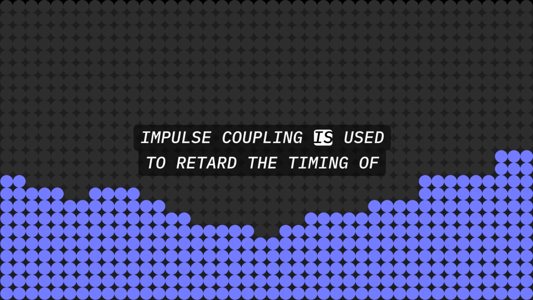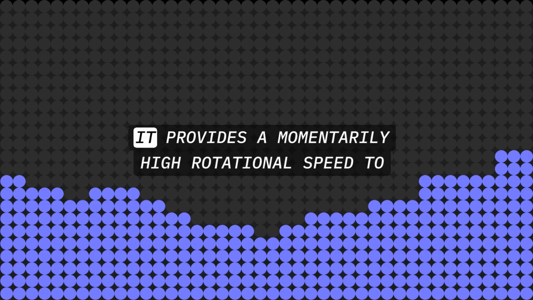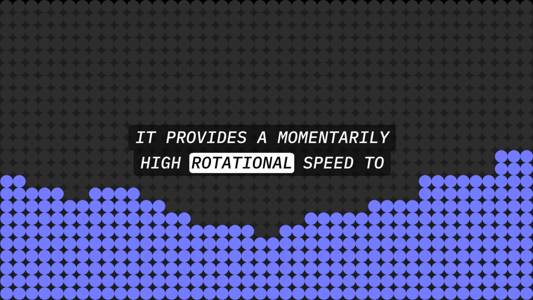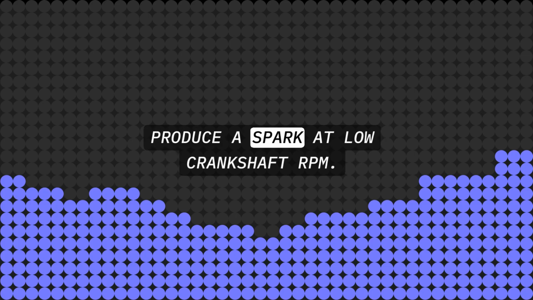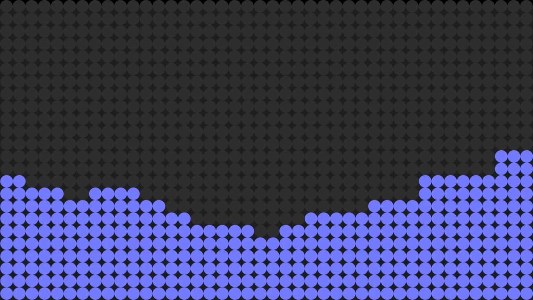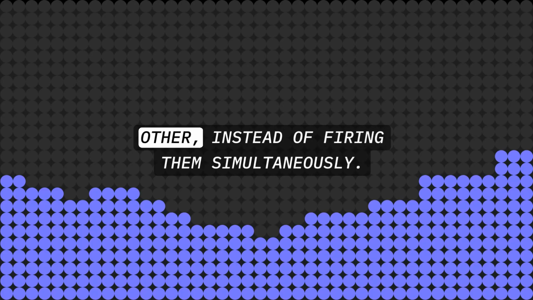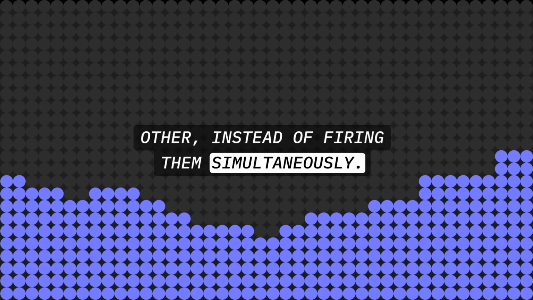The impulse coupling is used to retard the timing of the spark to after top dead center for starting the engine. It provides a momentarily high rotational speed to produce a spark at low crankshaft RPM. What is staggering ignition timing? It is the firing of one spark plug before the other instead of firing them simultaneously.